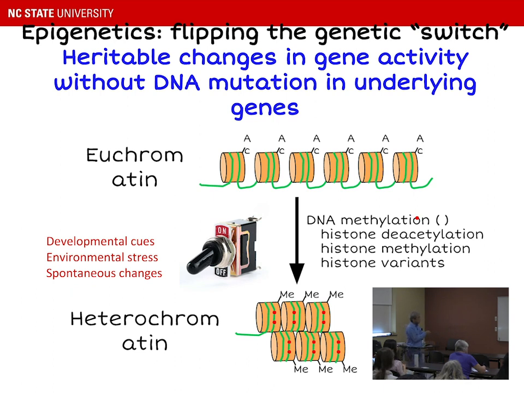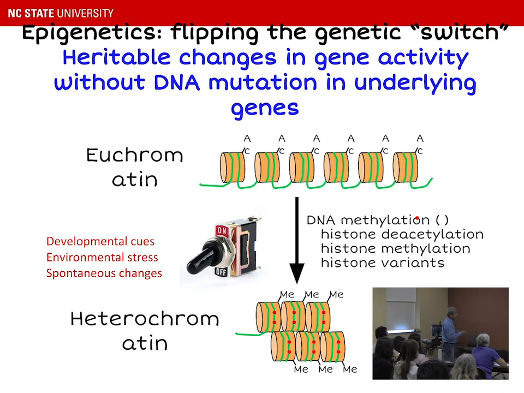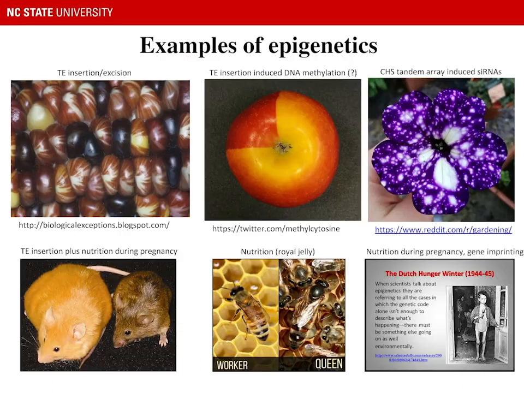So switching back and forth between these two states is regulated by developmental cues, environmental stress, or maybe sometimes just spontaneously occurs. Some of the modifications, like DNA methylation, histone methylation, and acetylation, etc., regulate this transition between the on and off states of epigenetics. So we see epigenetics all the time in our daily life. These are just a few examples that I put together.